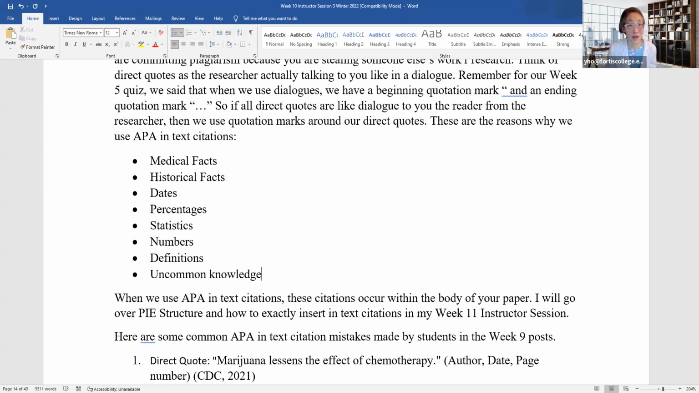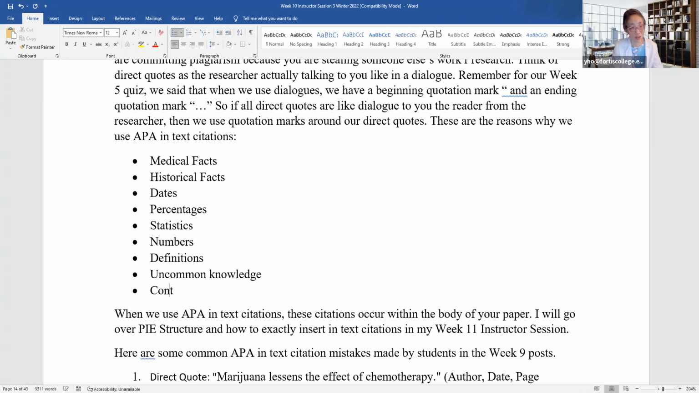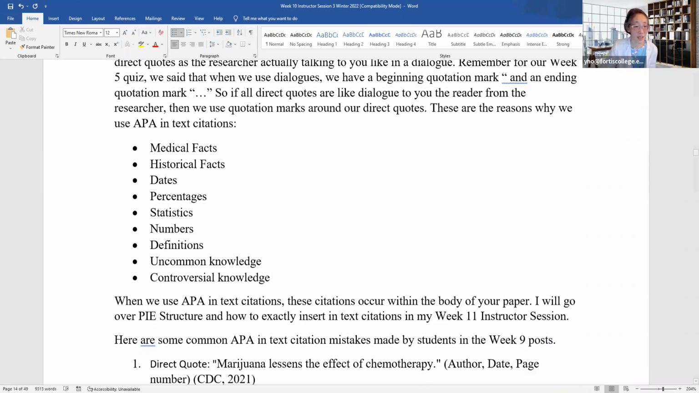If you were to say something controversial, like for instance, did you know climate change is really a hoax? Anything controversial, you also have to cite the source, because people are gonna go, did you just make that up? So you have to cite controversial knowledge as well. Something that people will go, no way, that's not the way I understand. That I was taught something different. And stuff like that. So that's when we cite the source.